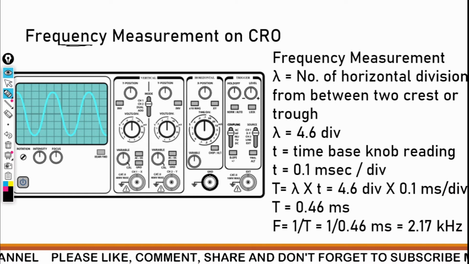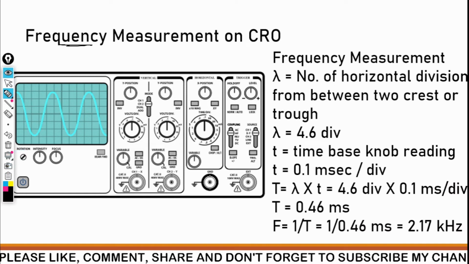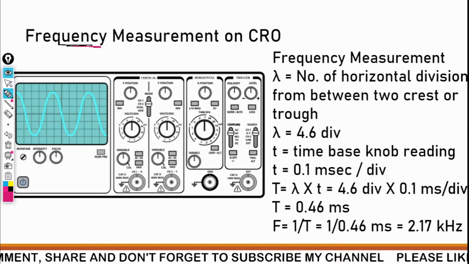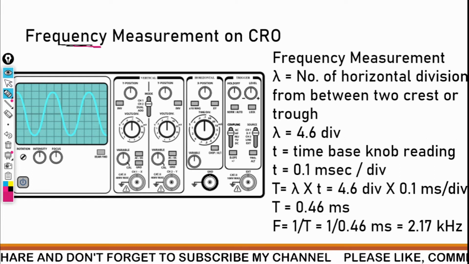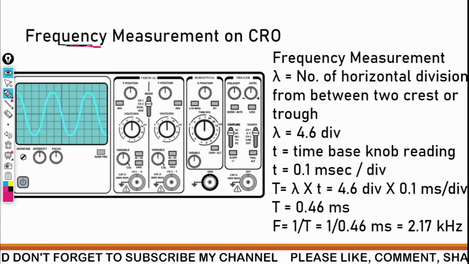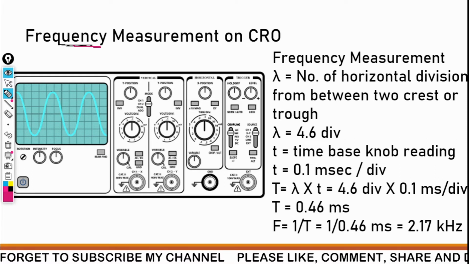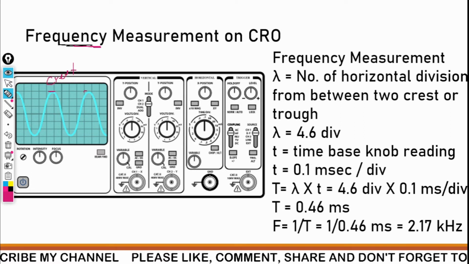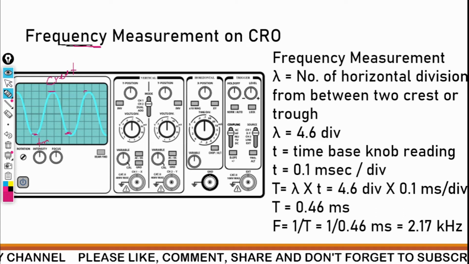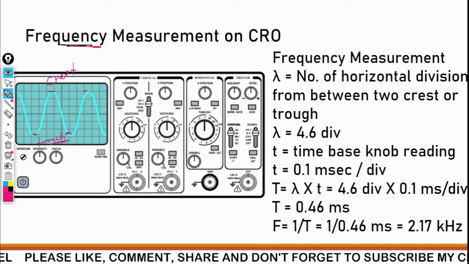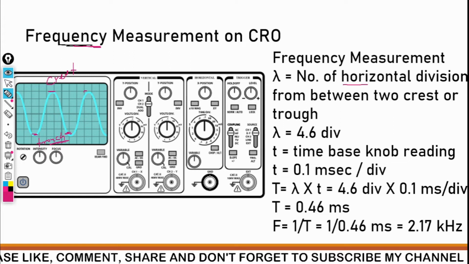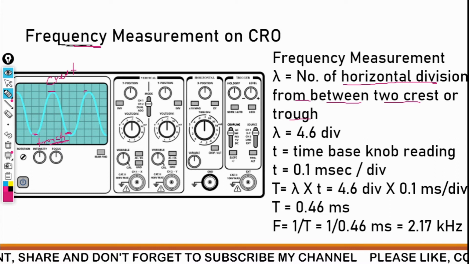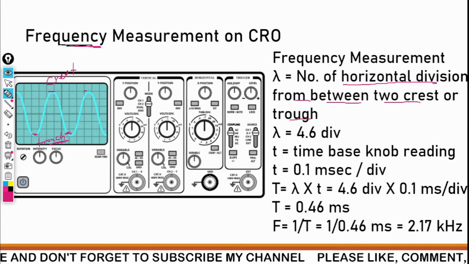So how to measure the frequency on the CRO? In this case, the frequency measurement is very simple. For that purpose, you should know what is called a crest and what is called a trough. As you know, if you see the sine signal, these parts are called crests and these parts are called troughs. The number of horizontal divisions between two crests or two troughs is called lambda, the wavelength.